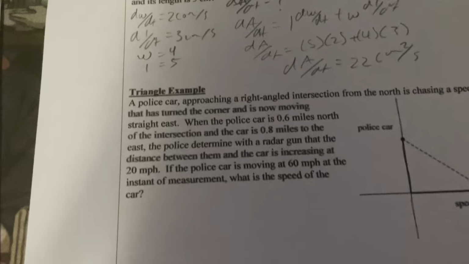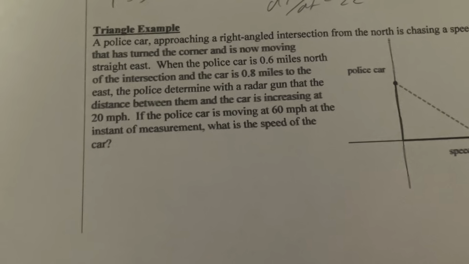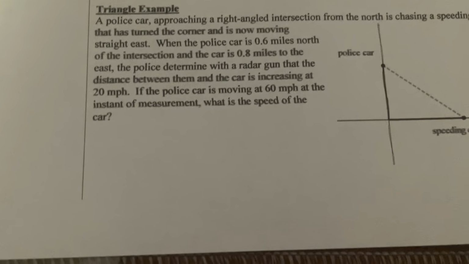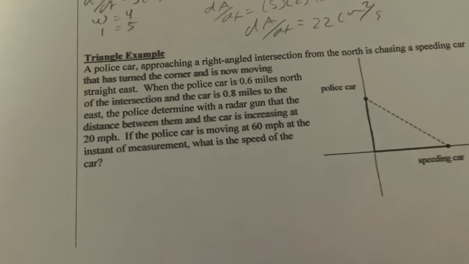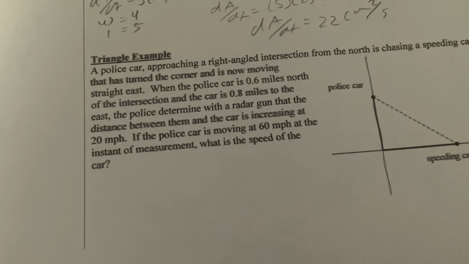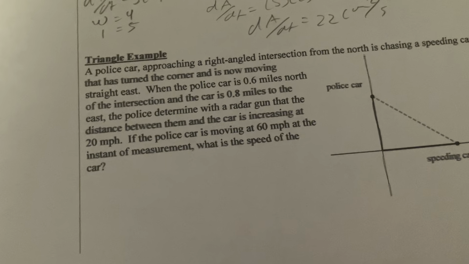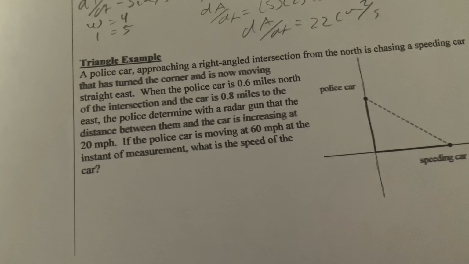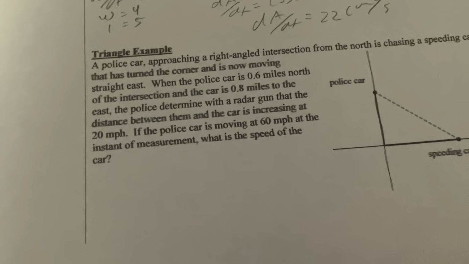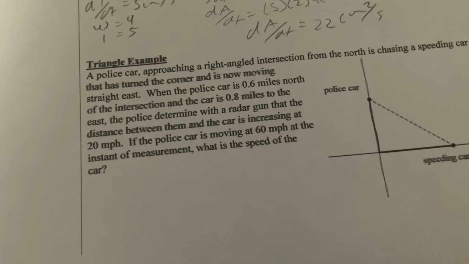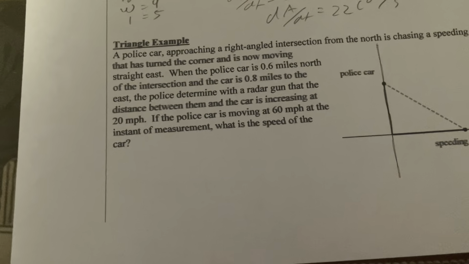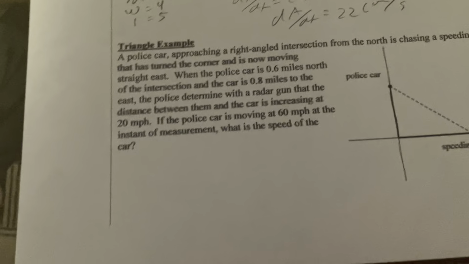A triangle example. A police car approaching a right-angled intersection from the north is chasing a speeding car that has turned the corner and is now moving straight east. When the police car is 0.6 miles north of the intersection and the car is 0.8 miles to the east, the police determine with a radar gun that the distance between them and the car is increasing at 20 miles per hour. If the police car is moving at 60 miles per hour at the instant of measurement, what is the speed of the car?